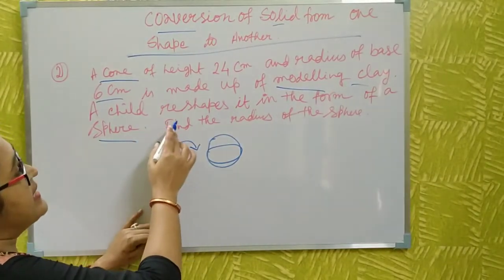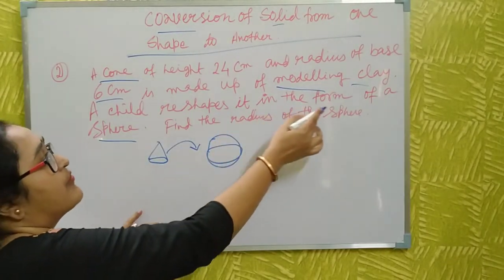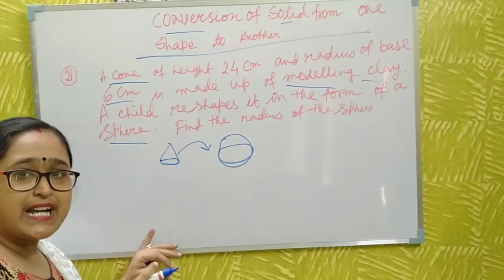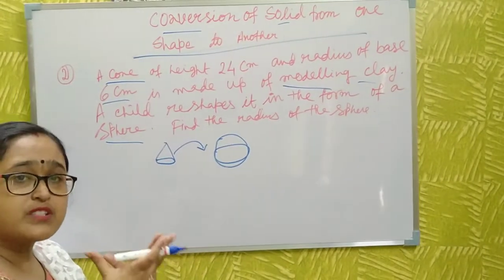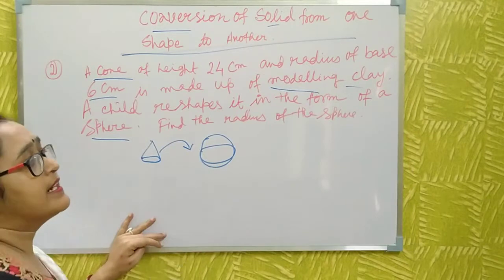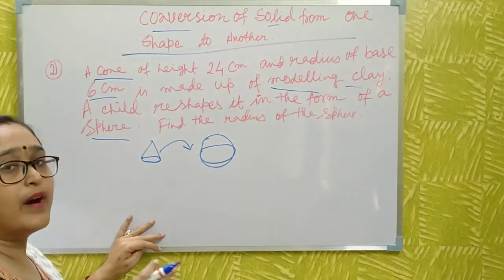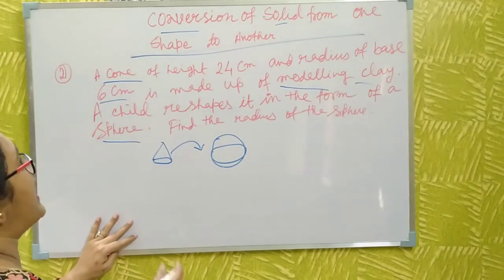Okay, a cone is reshaped by a child into the form of a sphere. Find the radius of the sphere. What is the process of doing the math?